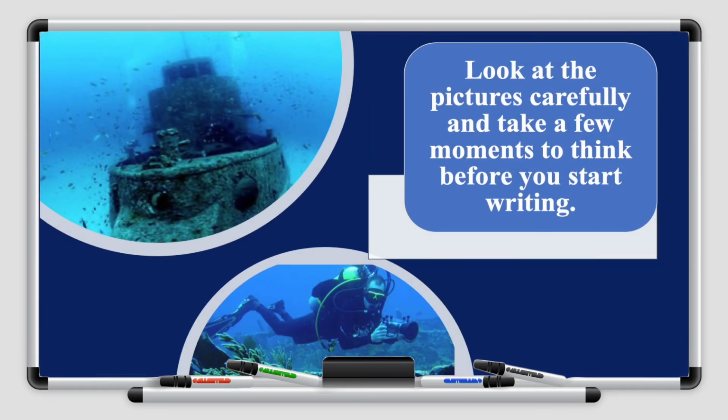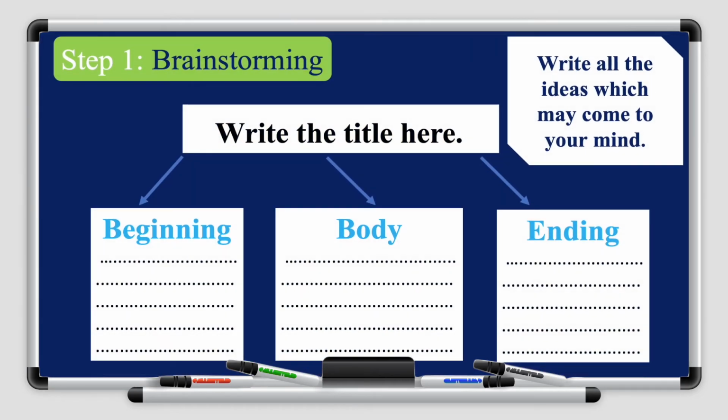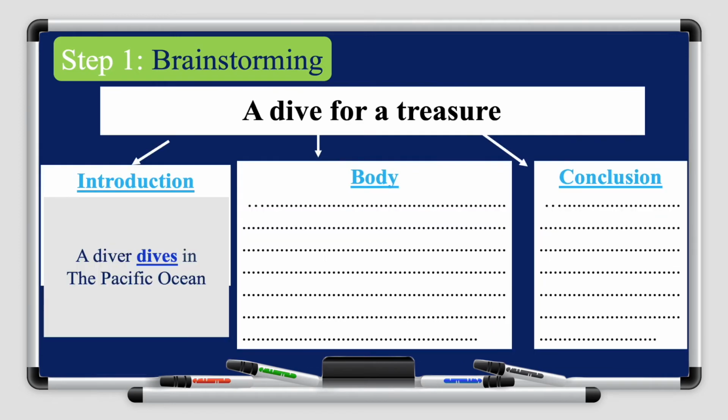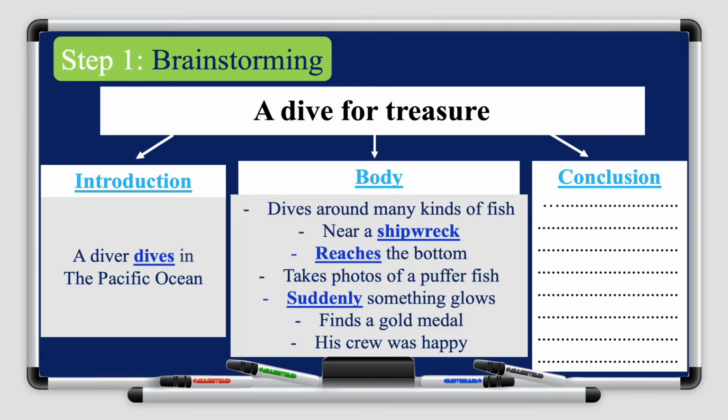So take some time to look at the pictures on the slide and try to think about what you want to brainstorm for your story. And we are back. So in the beginning, we are going to put all of our ideas together while looking at the pictures. So a diver dives in the Pacific Ocean. Here, this is my setting, okay, and my character. In my body, I'm going to have my details.